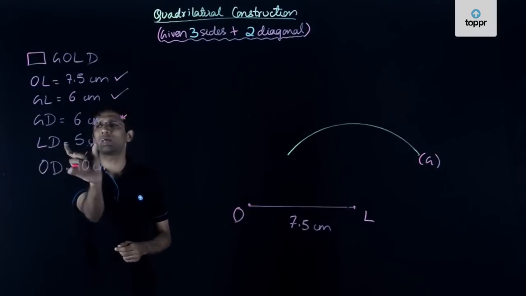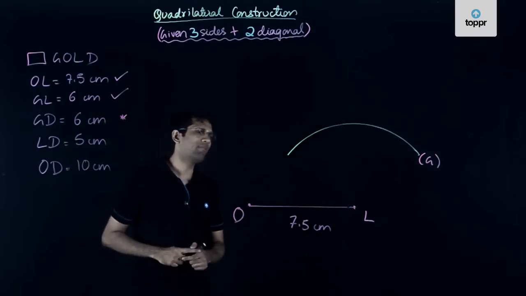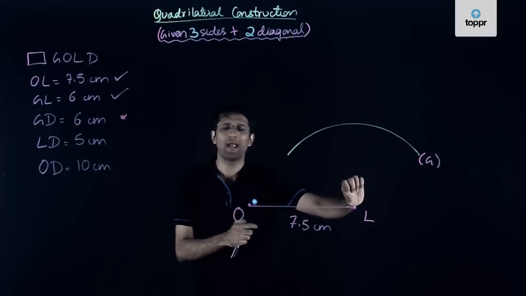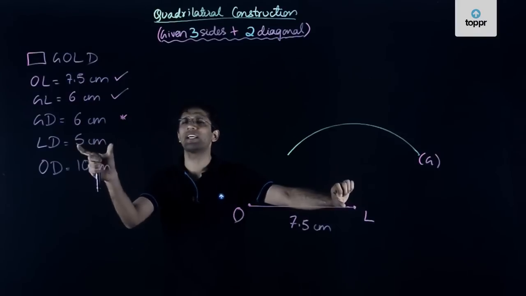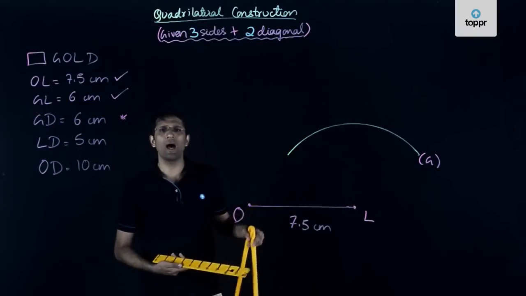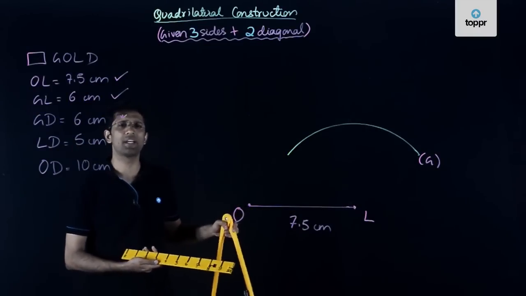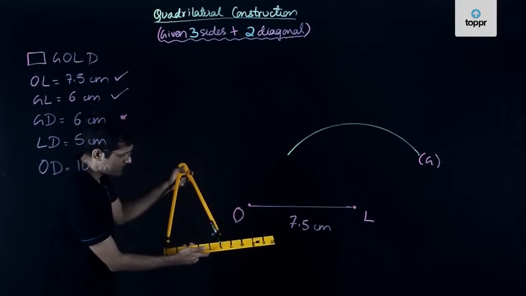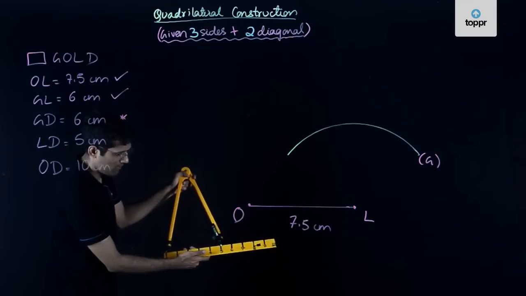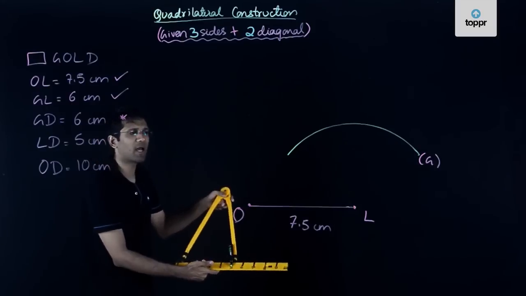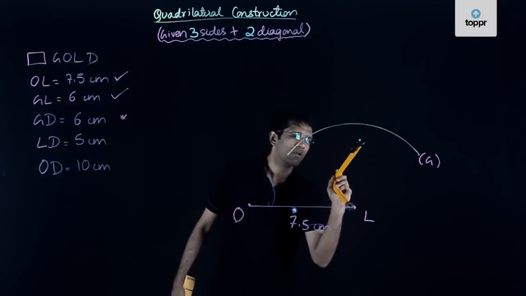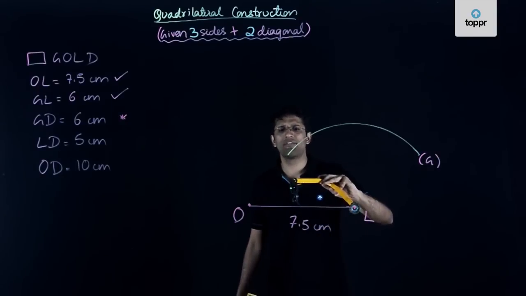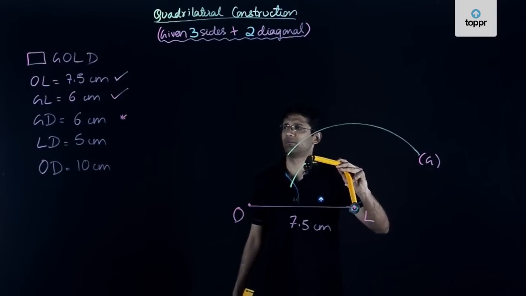Here we have LD equals 5 centimeters. I have my point L here, and so I can keep my compass at point L and draw an arc of radius 5 centimeters. So let's do that. Now I want to measure a radius of 5 centimeters. So I take the same scale and put the first tip at 0 and the other tip at 5, and measuring 5 centimeters, I will now place the point of this compass at point L and then draw an arc which is 5 centimeters in radius.